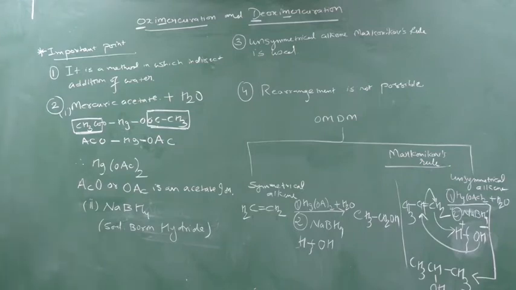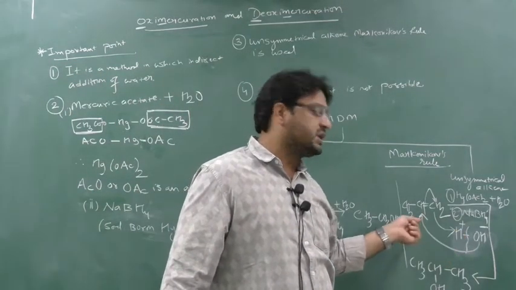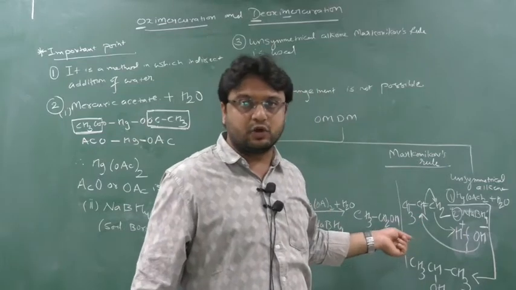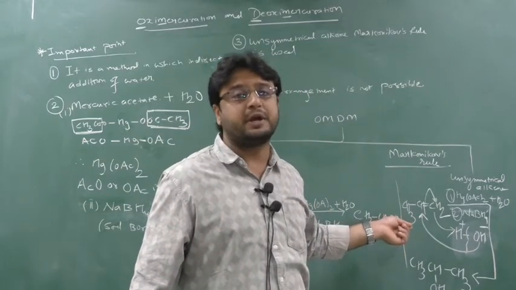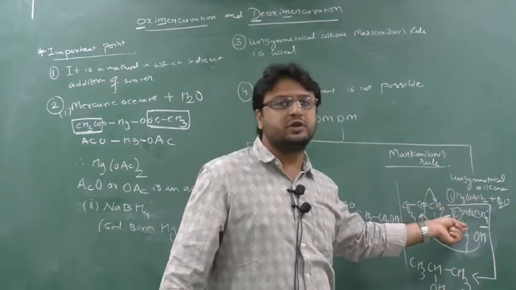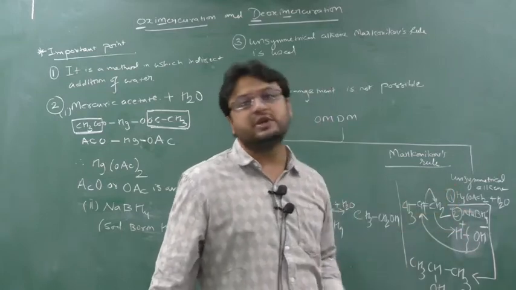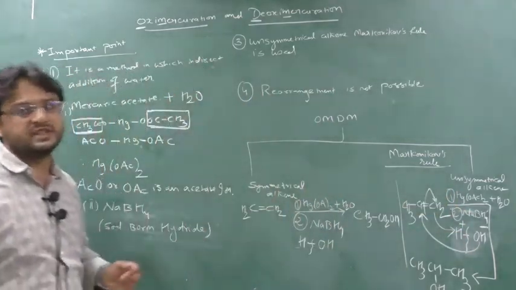First, it is a method of indirect addition of water. So here see, this H and OH are not attached by water. Here only for understanding I am telling you. When you see the mechanism, you will automatically understand that H and OH are not provided by water. H and OH are provided by this Hg(OAc)2 and sodium borohydride. Actually H is provided by sodium borohydride and Hg(OAc)2 is providing OH. How? We will see this.